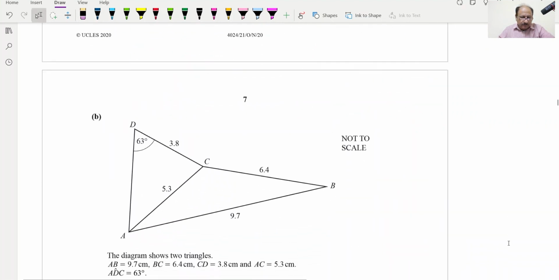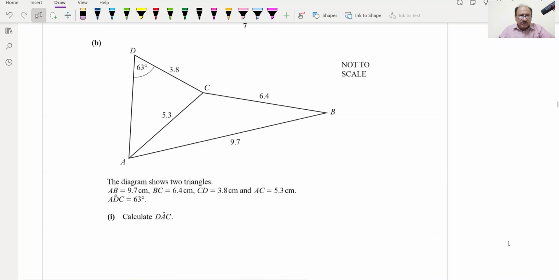2 marks question. Then comes to this B part, and B part says that the drawing is not to scale. First of all, we can't measure anything, and they're saying the diagram shows 2 triangles, AB, BC and CD are given, and even AC is also given. ADC angle is 63. Calculate DAC. DAC is which angle? We'll have to identify. DAC is this angle. So for this angle we have opposite side, and we have this angle with this opposite side. So we have 2 sides and 1 angle.